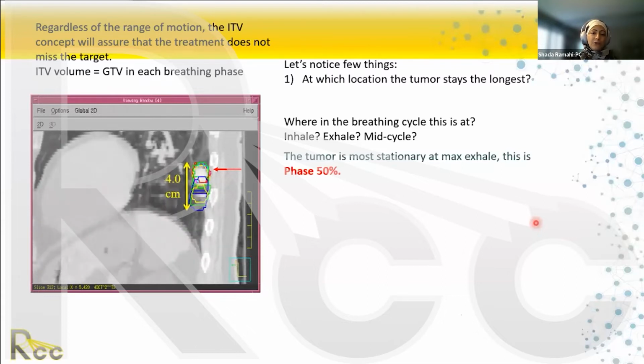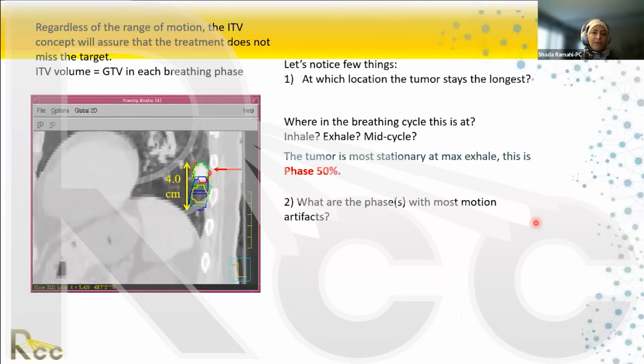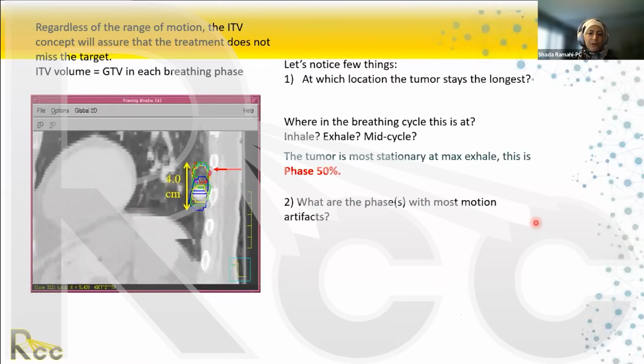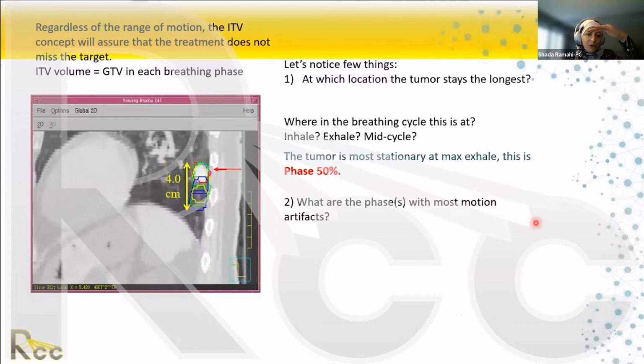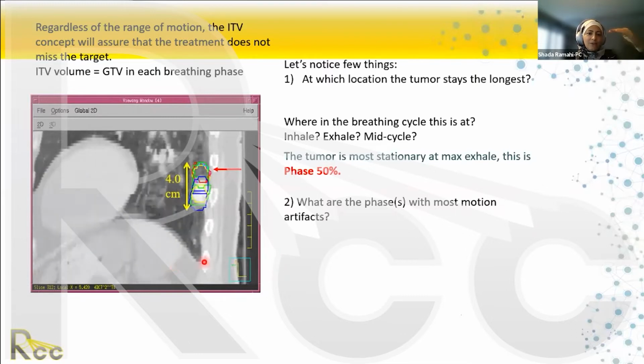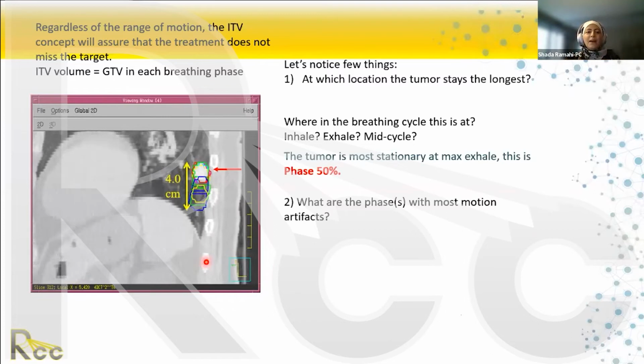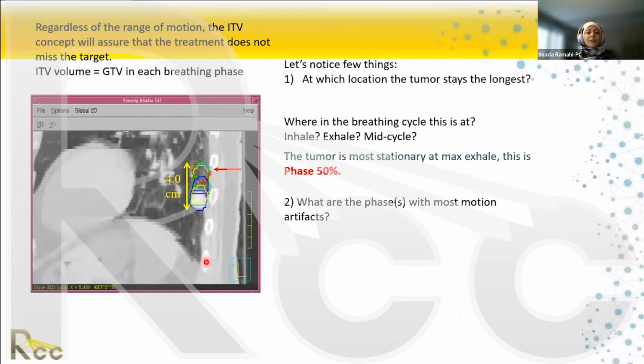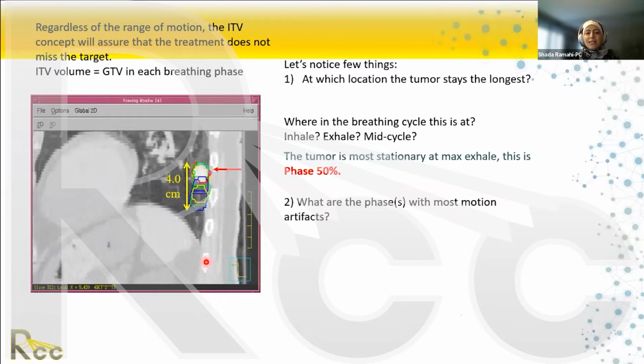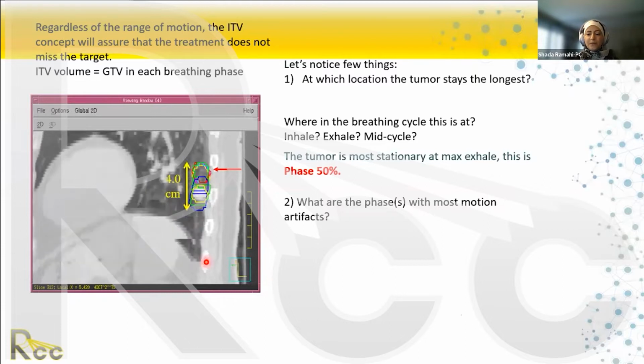I want you also to look at the motion artifact. So look, when the tumor is in the most superior phase, there's less artifact. And you can see the artifact by the dome of the diaphragm. And as the tumor goes down, as we expand, as we inhale, you take this deep breath, you start seeing a lot of artifacts. And the question is why?